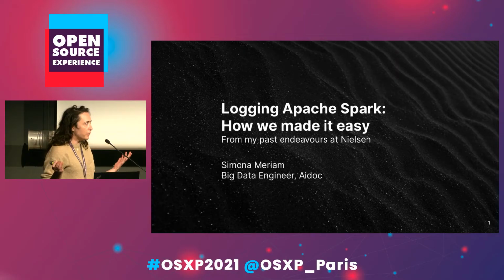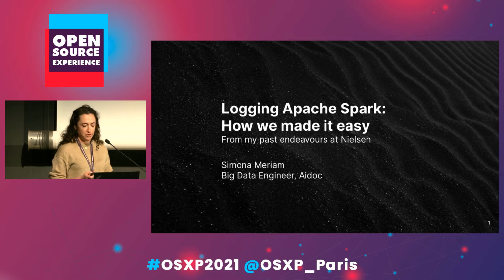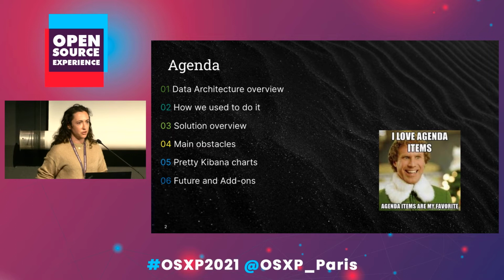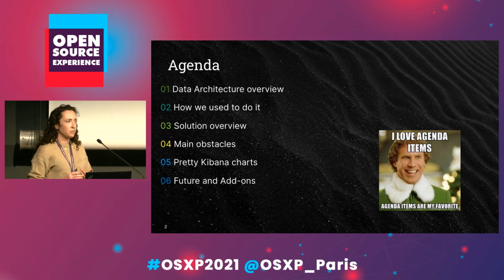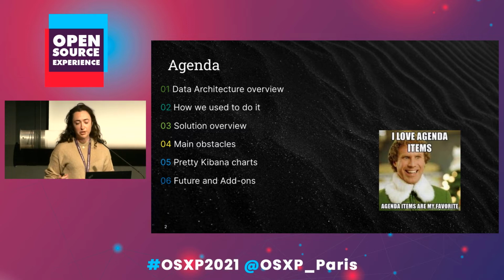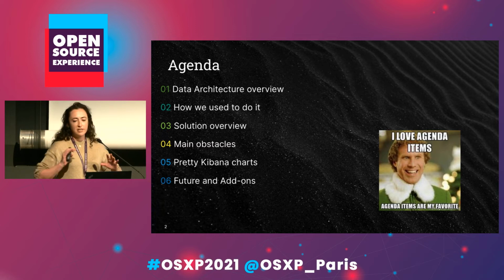And let's talk about making something easy, which is logging Apache Spark. So what are we going to talk about in the next 20 minutes or so? We're going to start with an overview of Nielsen's data architecture. We'll talk about how we used to access Spark logs, how we used to log it. We'll do a deep technical dive into the solution overview, the solution that we've devised to actually make logging Apache Spark easy. Some main obstacles, because every solution has to have an obstacle, some pretty Kibana charts, and to top it all up, some future and add-ons.